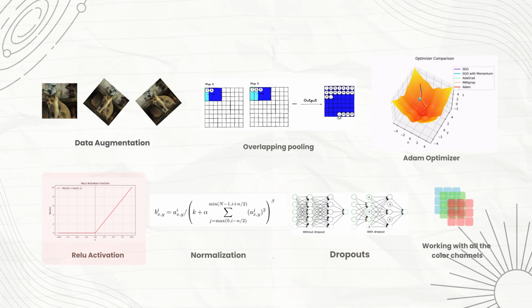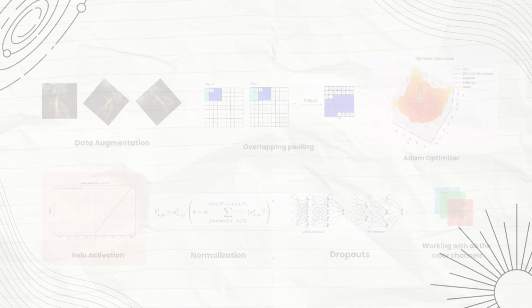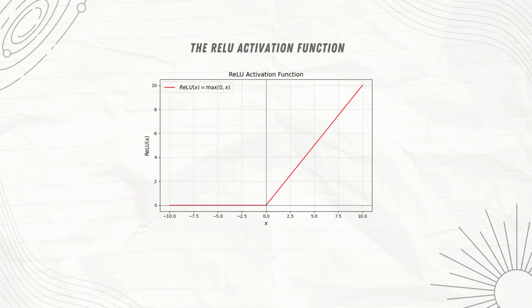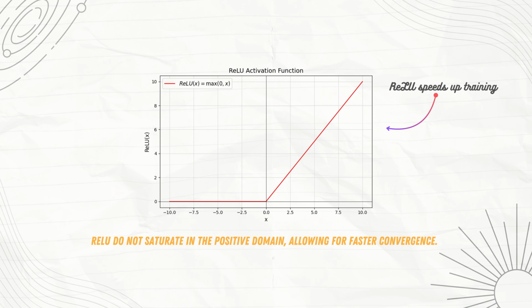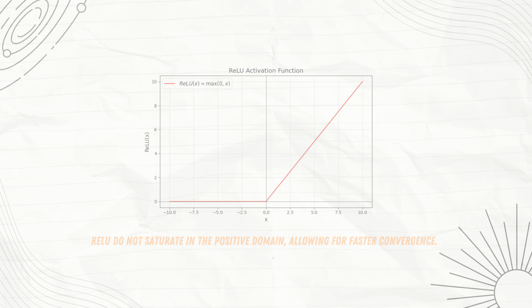The activation function they chose was the ReLU activation function. ReLU speeds up the training process. Unlike sigmoid or hyperbolic tangent, or tanh, ReLU does not saturate in the positive domain. It keeps on increasing linearly, which allowed the model to achieve convergence faster.